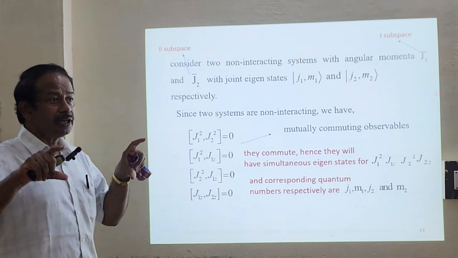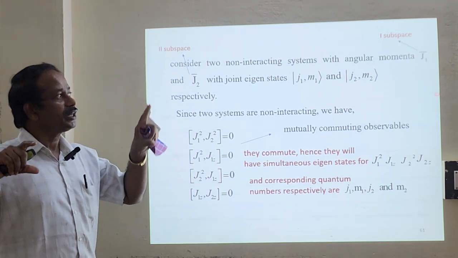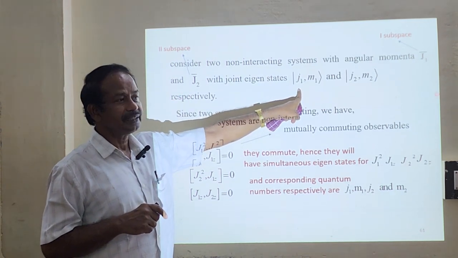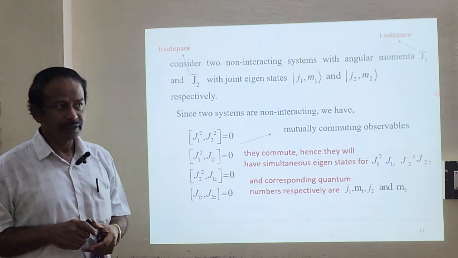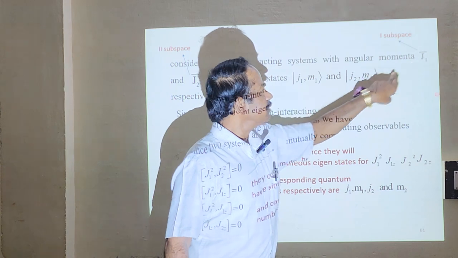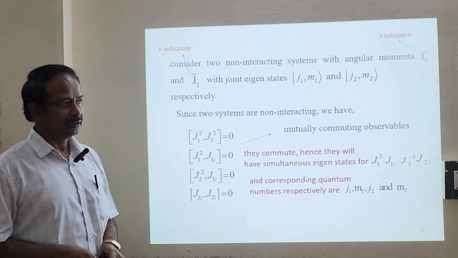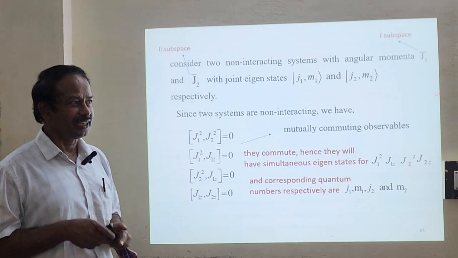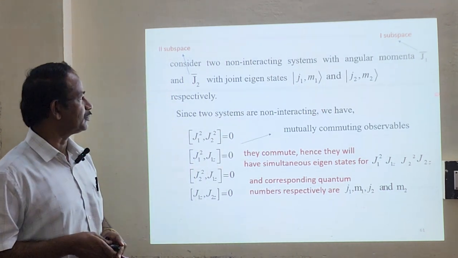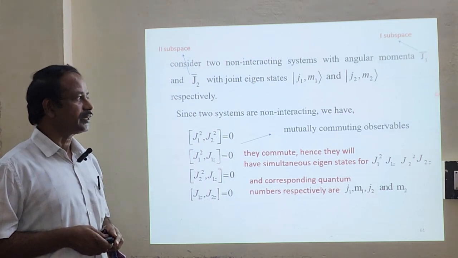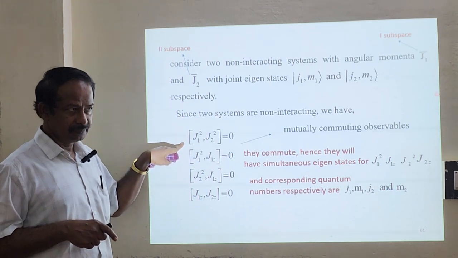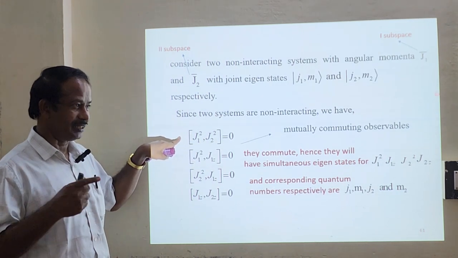Now we have two angular momenta, one is J1 and another one is J2. So they will have basis states |J1, M1> and |J2, M2>. This is the basis state for J1, and this is the basis for J2. These will be your joint eigenstates, simultaneous eigenstates. Since the two systems are non-interacting, we can have the commutator [J1², J2²] equals 0. We studied this earlier.